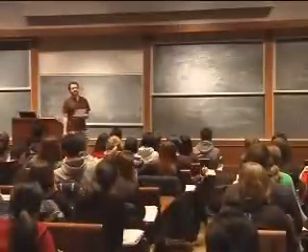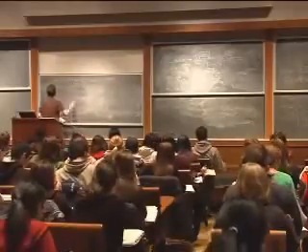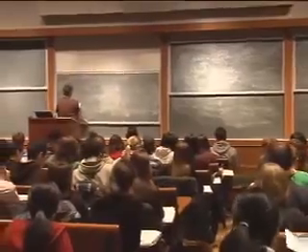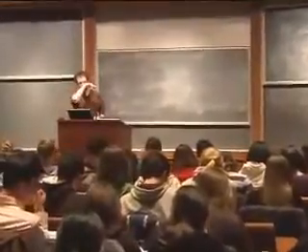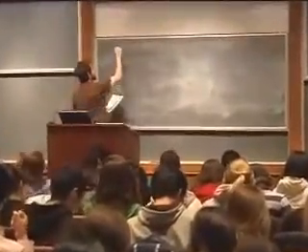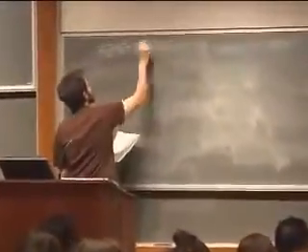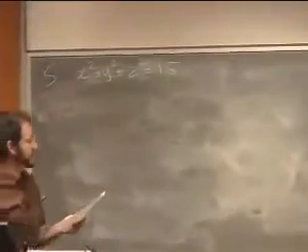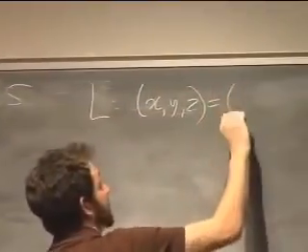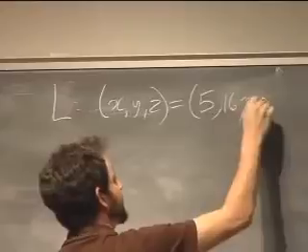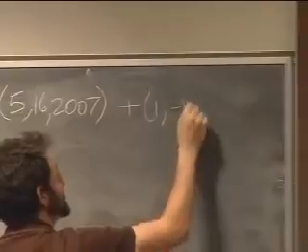Forget integrals, forget anything other than pre-midterm stuff. Yes, you do have to know this stuff, and here is a nice juicy problem from there. This is number 1 from, is it spring 2007? Yeah. Let S be the sphere x squared plus y squared plus z squared equals 15. And L is the line (x, y, z) equals 5/16/2007. Yes, that was the date of the exam.